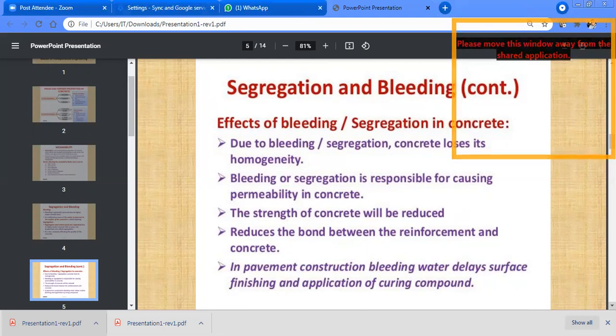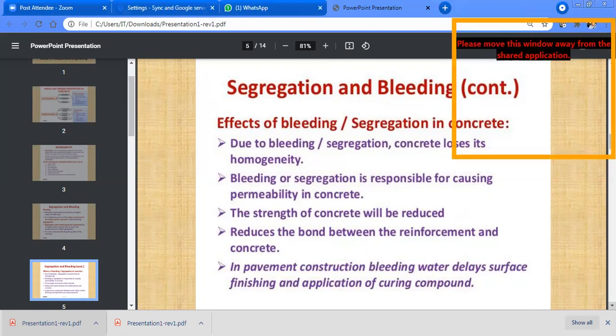Bleeding or segregation is responsible for causing permeability in concrete. The strength of concrete will be reduced. Let's suppose there's bleeding or segregation, so the strength which we require for a certain class of concrete will not be achieved. It will reduce due to segregation and bleeding.